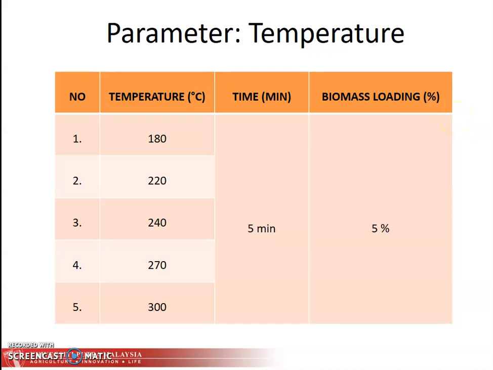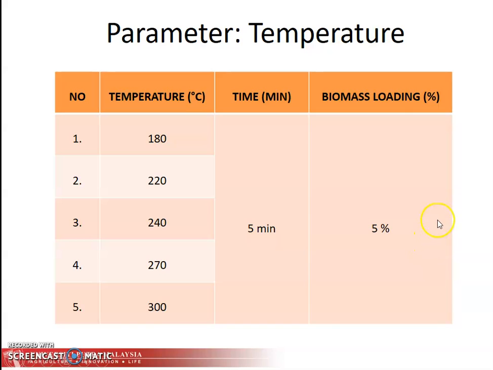In the first run, the temperature will be varied. As you can see here, there are 5 sets of temperature that will be tested during this conventional method. The biomass and also the time are kept constant, where the time is kept at 5 minutes, whereas the biomass loading is kept at 5%.